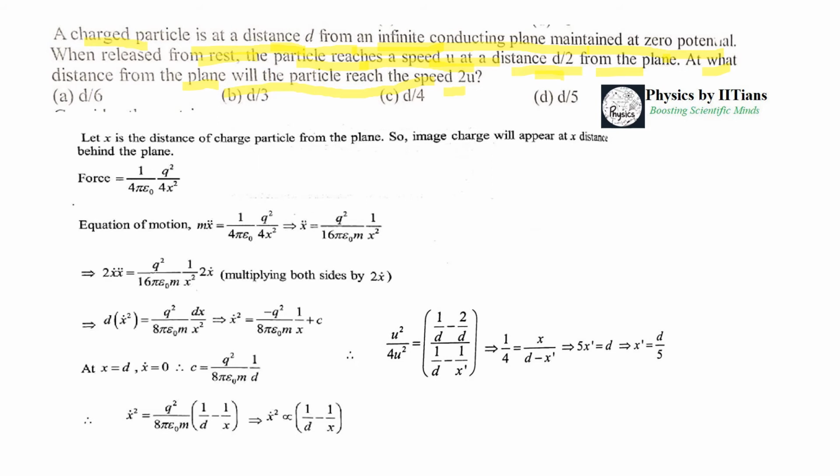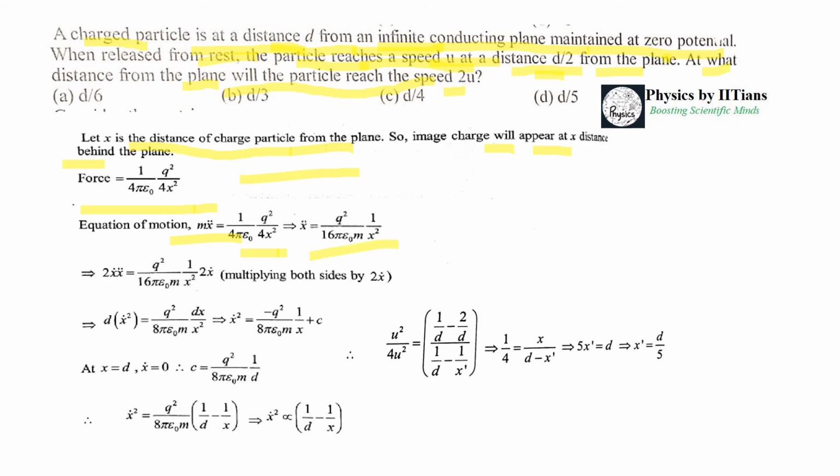So let us take x as the distance of the charged particle from the plane, and so the image charge will appear at the same distance x but behind the plane. So what will be the force on this charged particle? That is 1 by 4 pi epsilon naught q square by 4x square, as the distance between them is 2x. So the equation of motion will be m d2x dt2 equals the Coulomb force, that is 1 by 4 pi epsilon naught q square by 4x square.